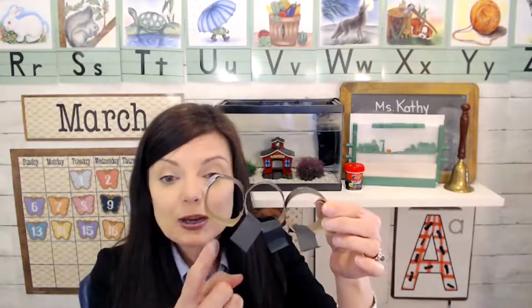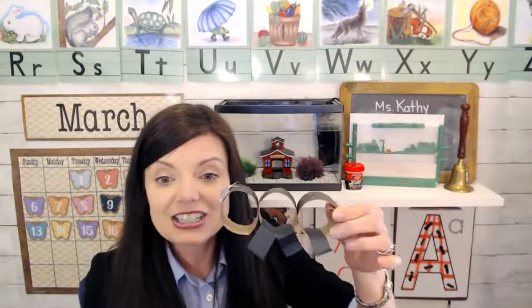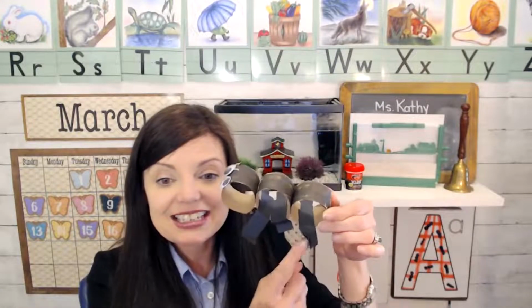For art, we made something super cute using just one toilet paper roll. I just colored the toilet paper roll black, and then I cut it into 3 parts. See, it's just one roll, but I cut it into 3 sections. And then I added some eyes, and I added 6 construction paper legs so my little ant could go marching along. So that was our simple art project for today.